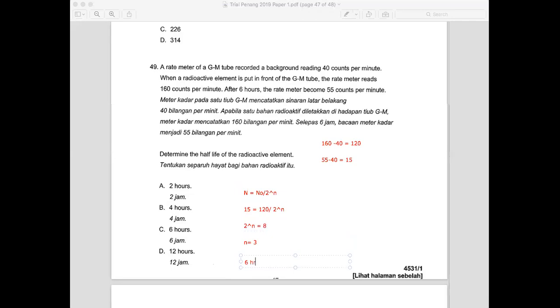So I find this formula ni very useful. N sama dengan N naught over 2 to the power n. Formula ni very useful. Nombor tadi dia asal nombor apa ya?